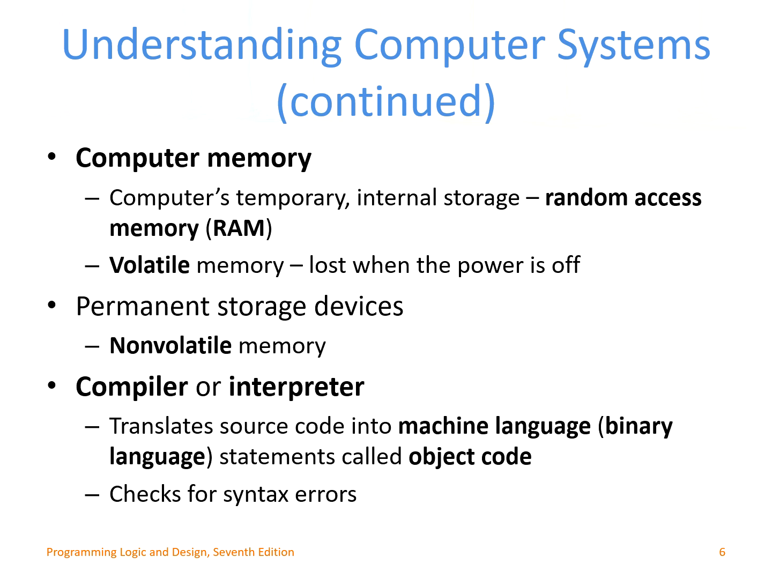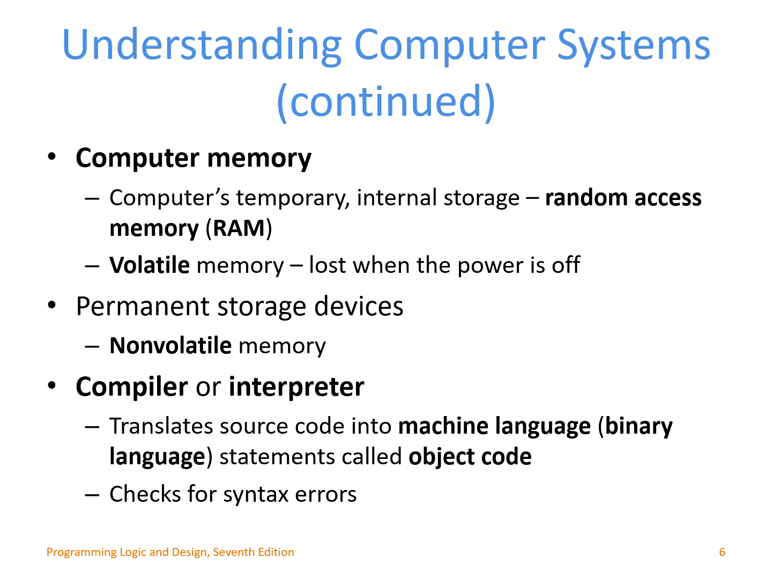Computer memory, this is the computer's temporary internal storage. The random access memory or RAM. Volatile memory, lost when the power is off. Permanent storage devices. This includes non-volatile memory.